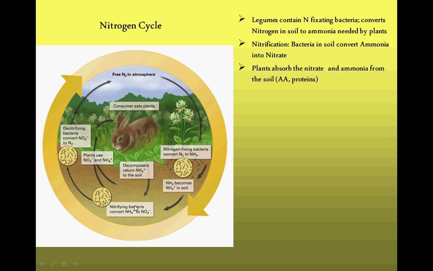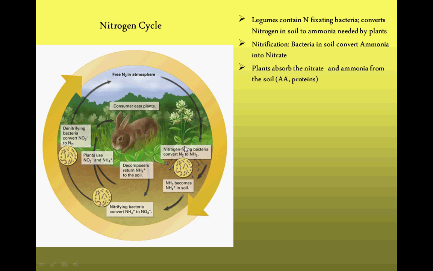So nitrates are very important, and so there's a separate set of bacteria that do that. They're called nitrifying bacteria. And then there are bacteria called denitrifying that take that NO3 and turn it right back into the nitrogen in the atmosphere, free nitrogen gas. And again, consumers like rabbits will eat the plants, and when the plants decompose, some of that nitrogen gets returned back into the soil.